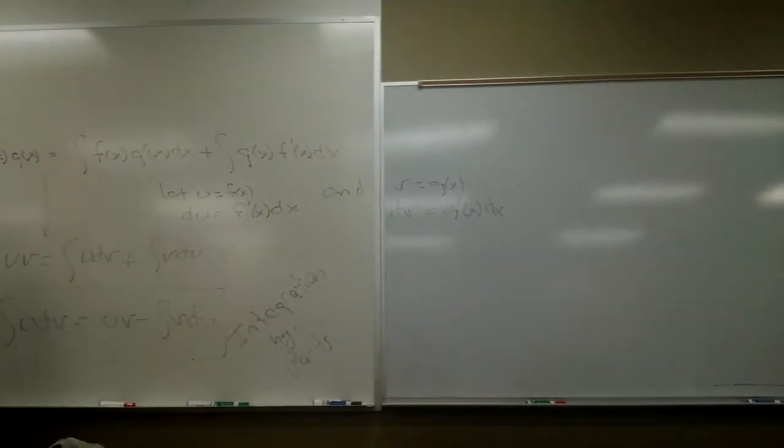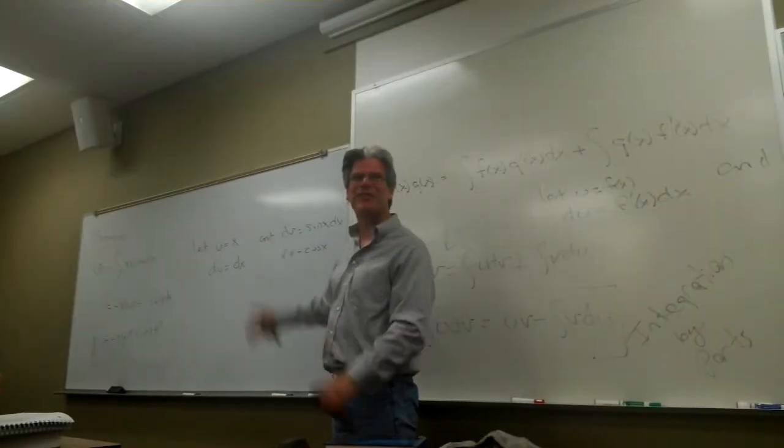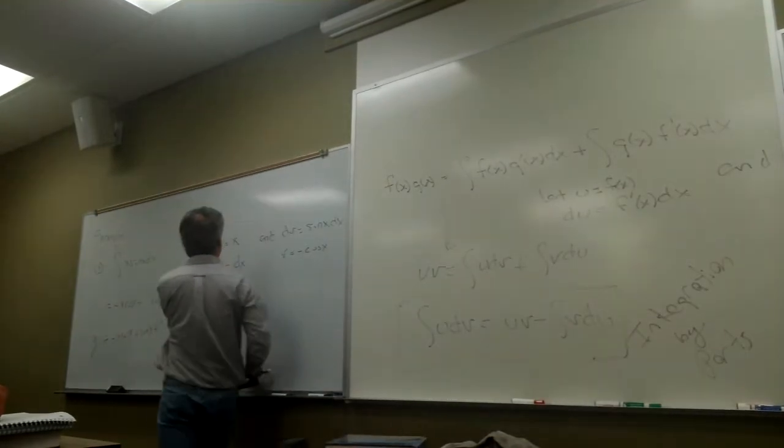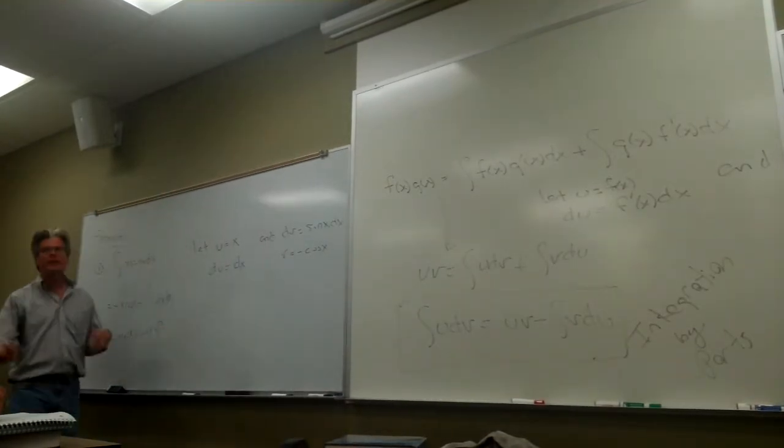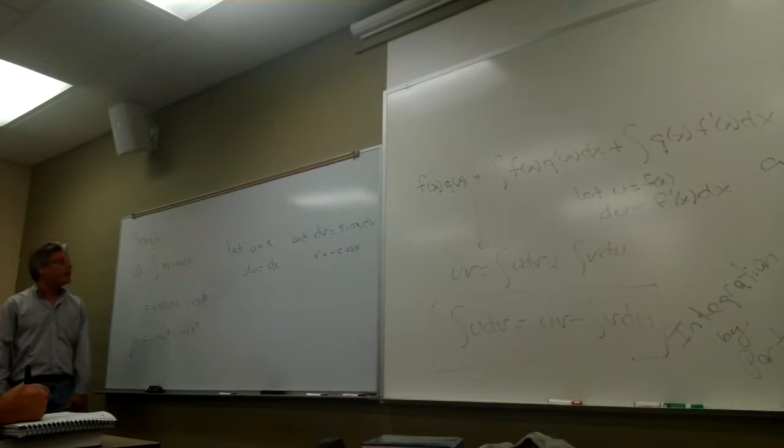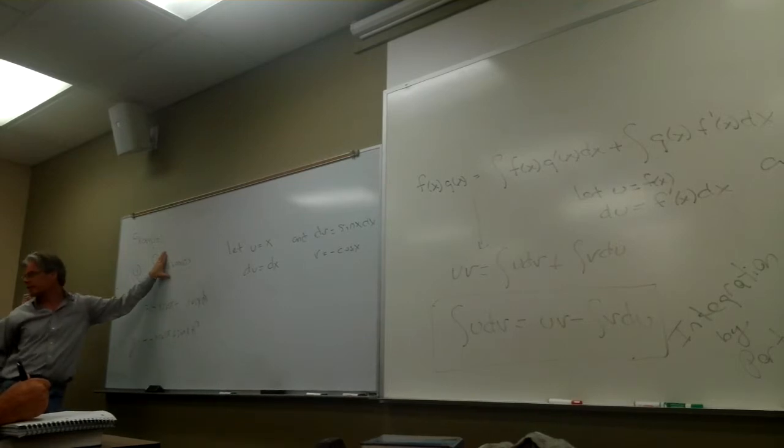Sorry, I'll come back. But you guys see my point, my first initial mistake? I want to choose my u and my dv in such a way that I eliminate whatever the problem child is, if I can. And I certainly was able to eliminate the problem child, which I think was a factor of x, because without it I can anti-differentiate the rest, no headache.